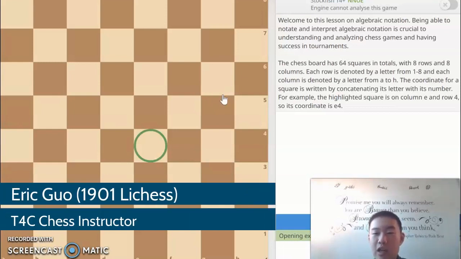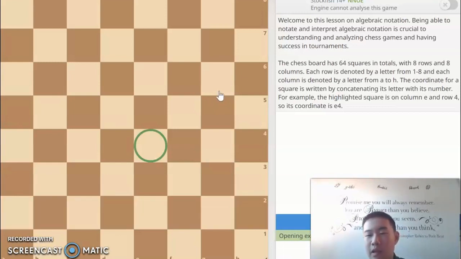And welcome to this lesson on algebraic notation. The essential question we have to answer here is how do we understand and analyze chess games in order to have success in tournaments? The answer is that we have to be able to notate and interpret algebraic notations to read and analyze those games.